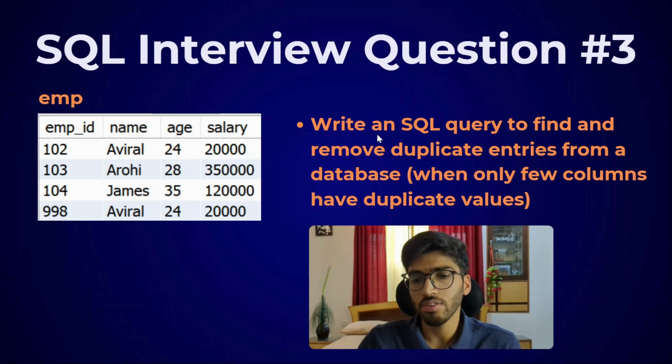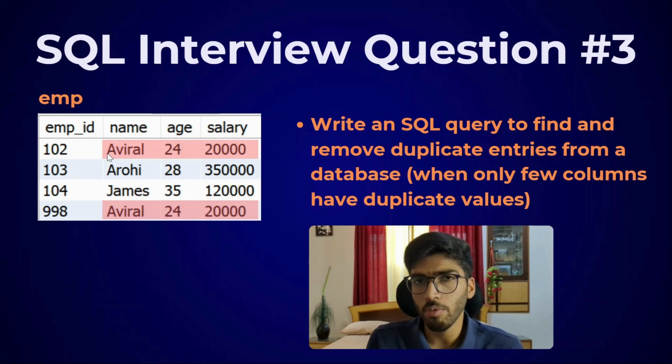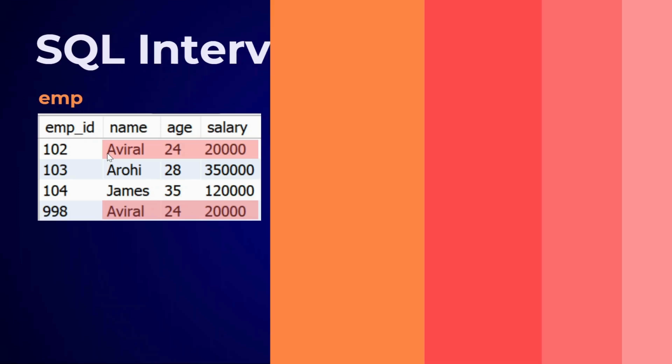So if you see on the left hand side, we have the table EMP, which is the employee table. And in this table, the entry for the employee Aviral is duplicated, but only the name, age and salary of Aviral is duplicated and not the employee ID. So the other case could be that all the columns are duplicated, but that's a different set of problems. We'll try to solve these types of problems in this particular video.